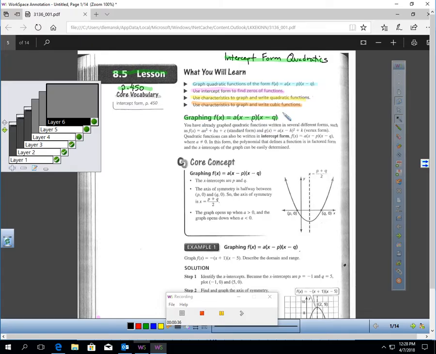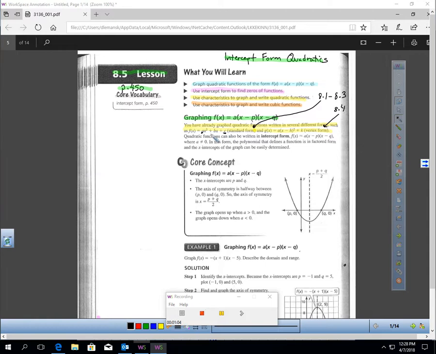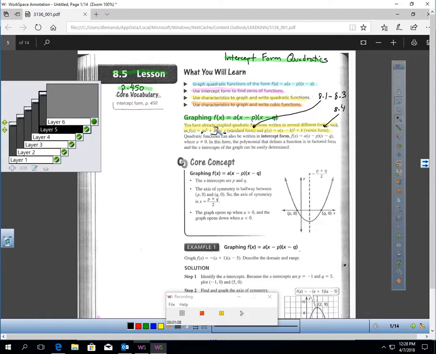It looks like this, okay? You've already learned how to graph quadratics written in different forms, like standard form and vertex form. You learned about standard form quadratics in lessons 8.1 through 8.3. In lesson 8.1, you learned what A meant. In lesson 8.2, we taught C. And in lesson 8.3, we looked at how the axis of symmetry shifted when we had a B value. In lesson 8.4, the previous lesson, we learned about vertex form quadratics.